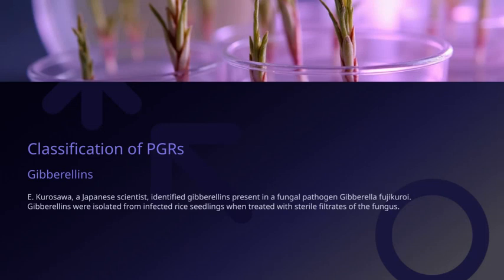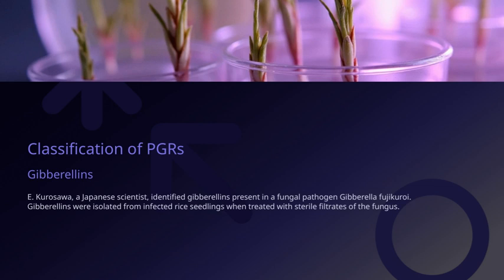So, a significant discovery was made by E. Kurosawa, a Japanese scientist, who identified gibberellins in a fungal pathogen called Gibberella fujikuroi. What's interesting here is that these gibberellins weren't just found in the fungus itself, but they were actually isolated from infected rice seedlings. This was done by treating the seedlings with sterile filtrates of the fungus, which means the fungus secreted these growth-promoting substances into the environment, influencing the plant.